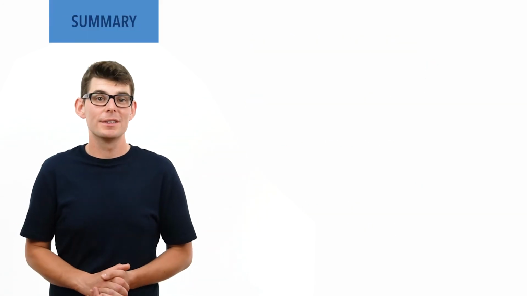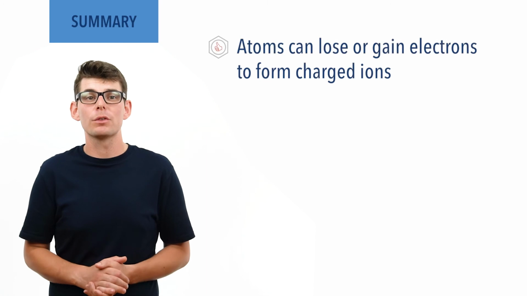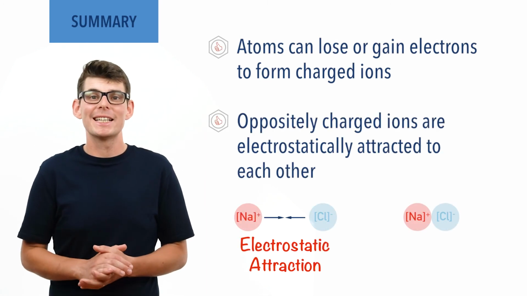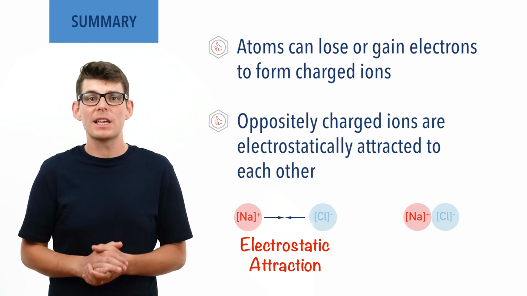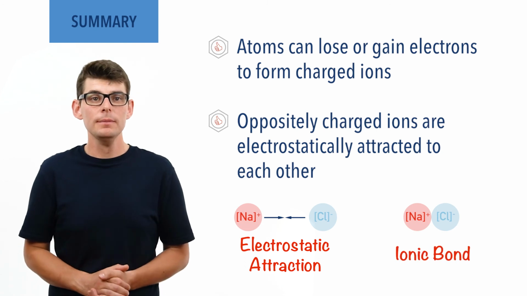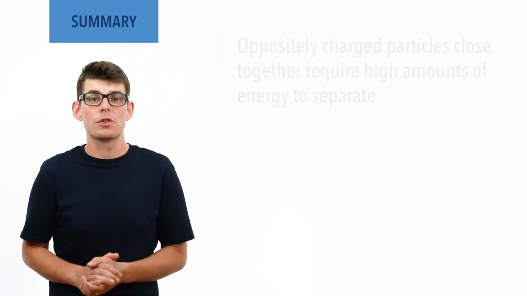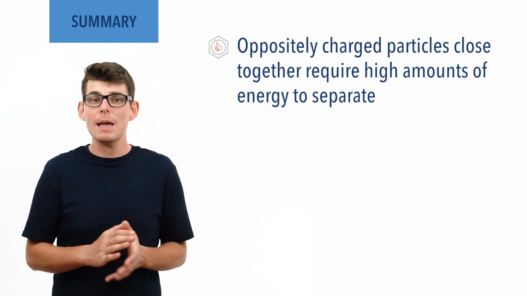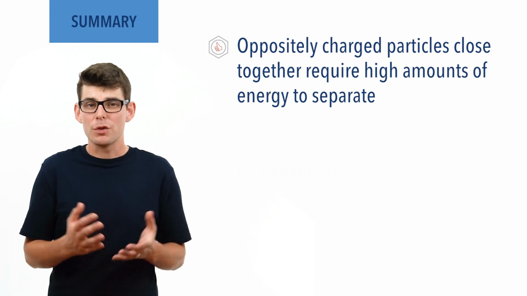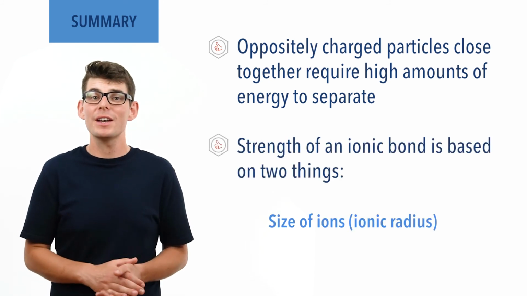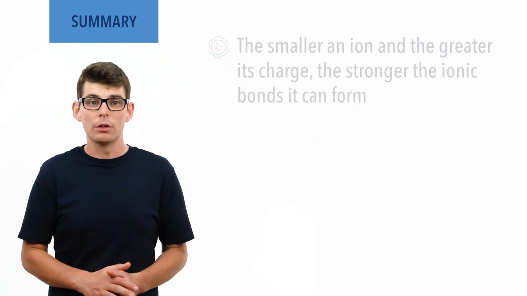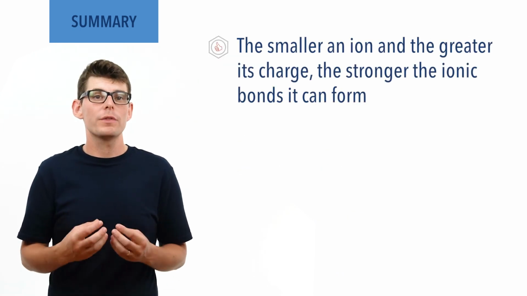So, to summarize, atoms can lose or gain electrons to form charged ions. Oppositely charged ions are electrostatically attracted to each other and can be held together by this attraction. This is referred to as an ionic bond. The closer oppositely charged particles are to each other, the more stable they become and the more energy that is required to separate them. The strength of an ionic bond is based on the size and charges of the ions attracted to each other. The smaller the ion and the greater its charge, the stronger the ionic bonds it can form.